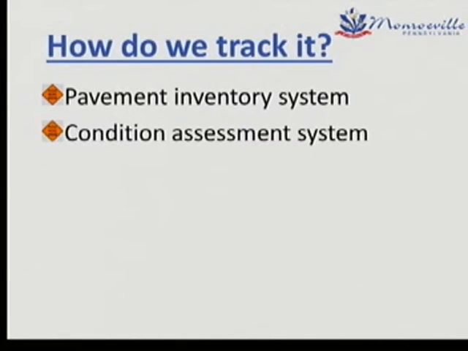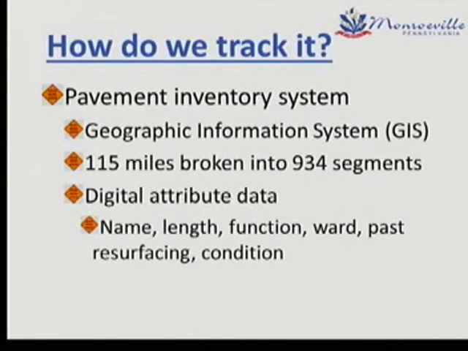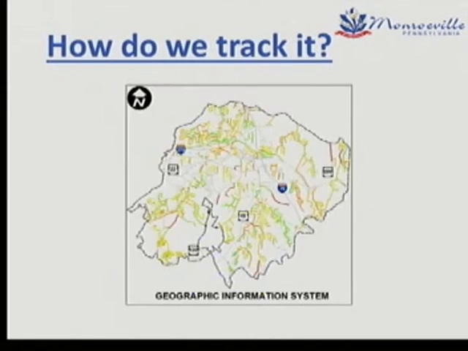And how do we track it? We have a pavement inventory system, and we have a condition assessment system. Pavement inventory system, we use our geographic information system. We have the 115 miles of road broken into 934 different segments, usually like block segments from one intersection to the next. And attached to that digital mapping is attribute data, so the name of the road, the length, the function, the ward, past resurfacing information, condition, etc.